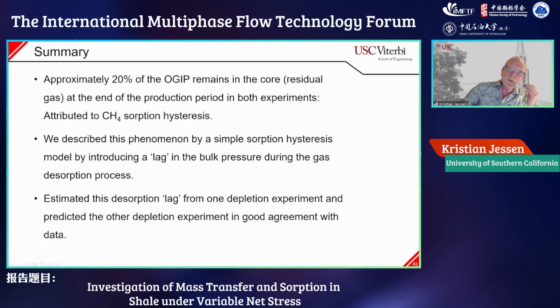We observed when we produced the gas back that approximately 20% of the gas in place does not come out at the end of production, even though we let the pressure at the downstream go to atmospheric for an extended period of time. And we attribute that to hysteresis during the sorption process. And we came up with a very simple-minded approach for describing hysteresis, by introducing this lag in the bulk phase pressure during the desorption process. And we could estimate the lag parameter from one experiment and used it successfully to predict the behavior of the other experiment.